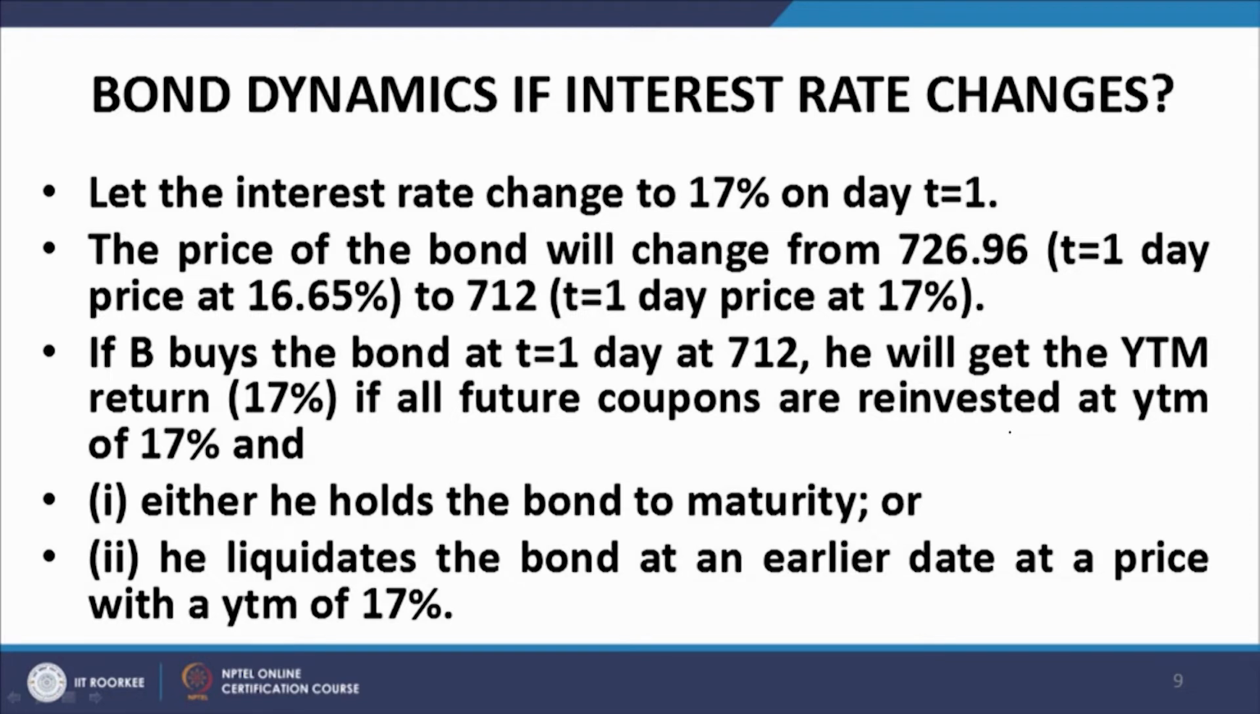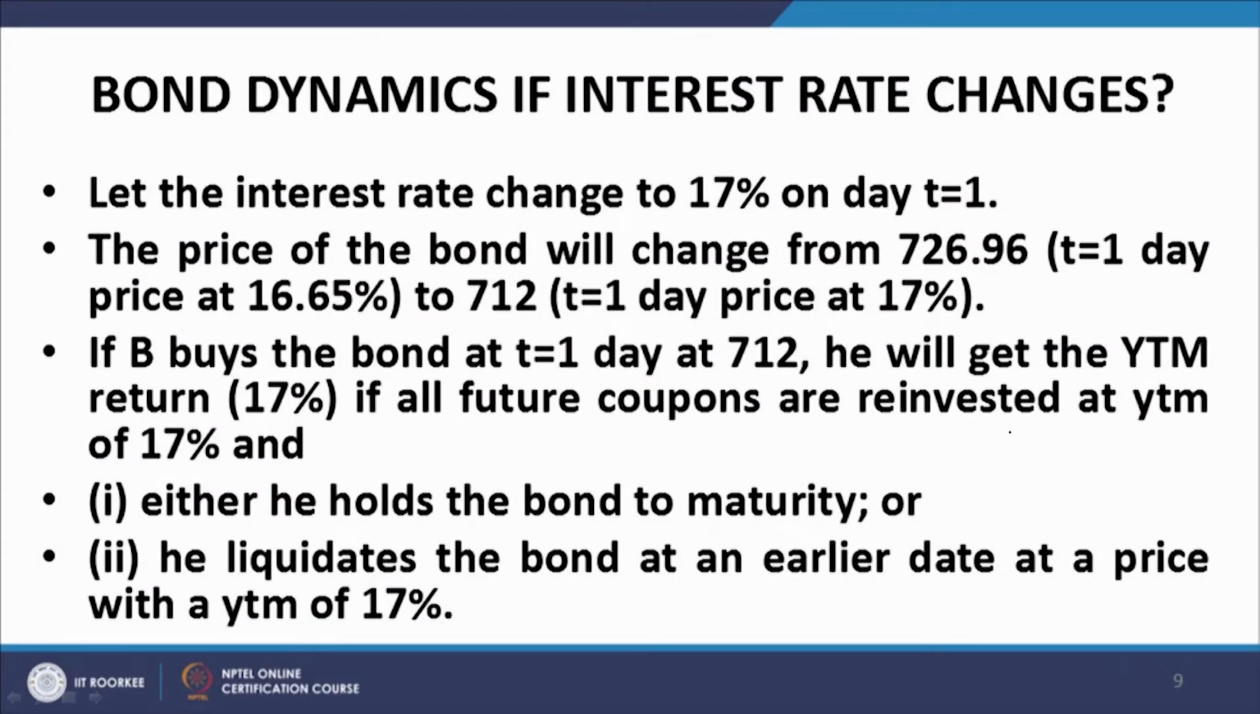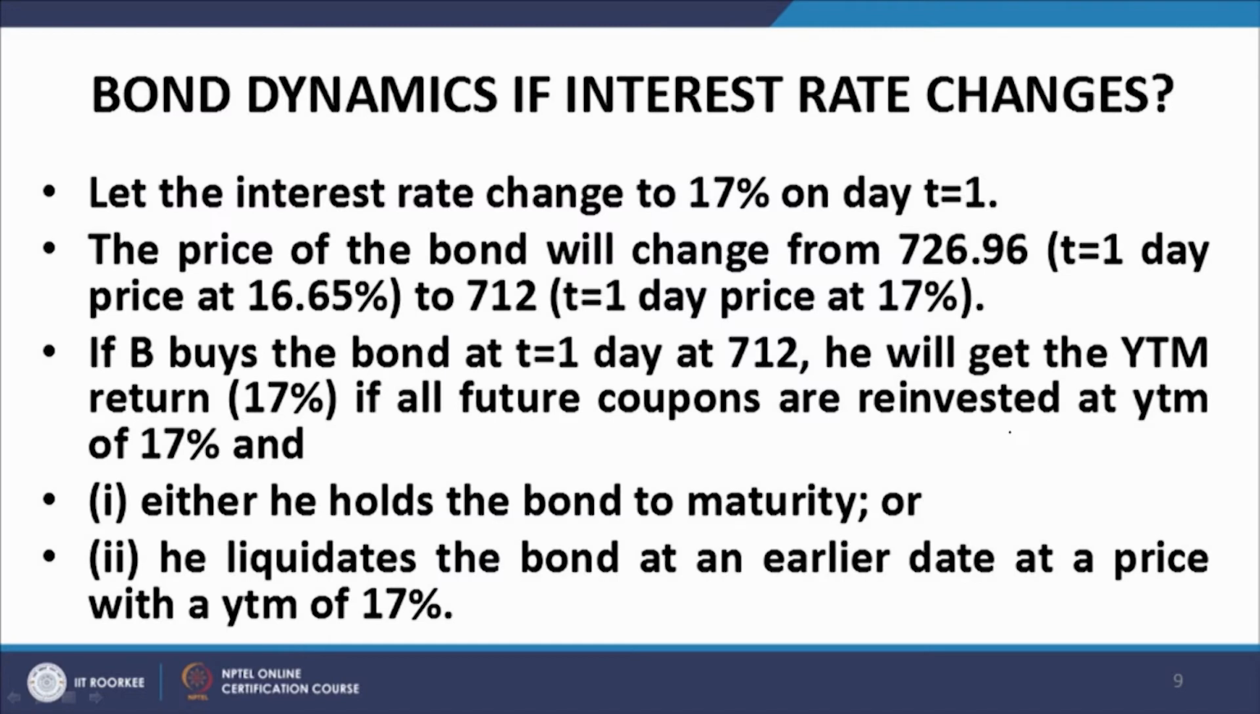What is this figure? This figure is the t equal to 1 day price at 16.65%, to 712, which is the t equal to 1 day price at 17%. I repeat, this is very important. Immediately following the change in interest rates, because there is an increase in interest rates, the bond price will fall. It will fall from the price corresponding to 16.65% with a maturity of 24 years and 364 days, that is at t equal to 1 day, and that turns out to be 726.96. From this figure, it will drop down to 712, which is the t equal to 1 day price for a 12% bond with a maturity of 24 years and 364 days at a YTM of 17%, and that turns out to be 712.